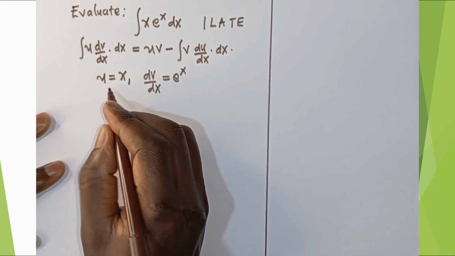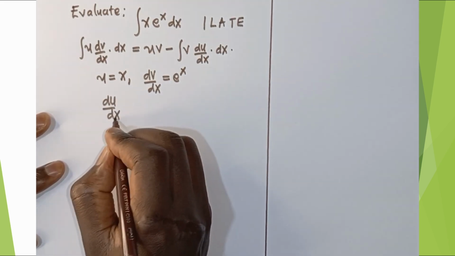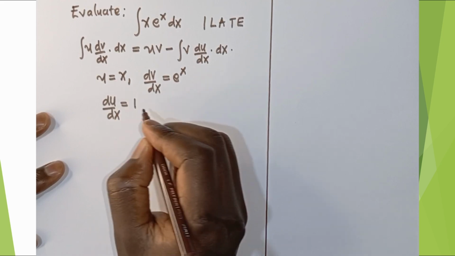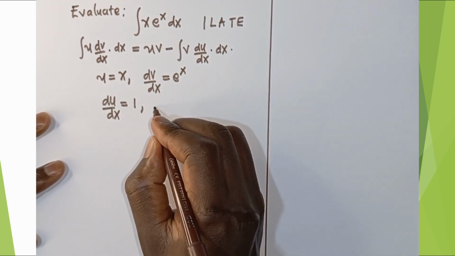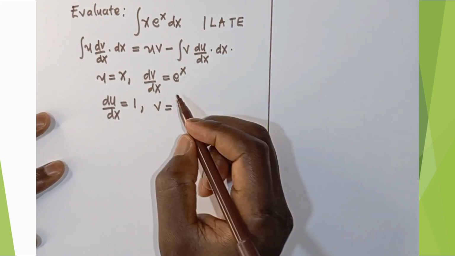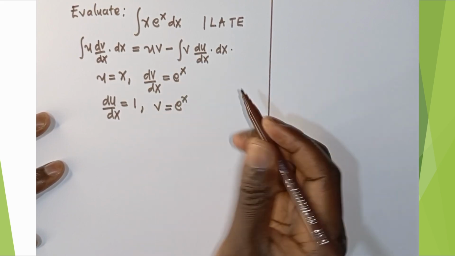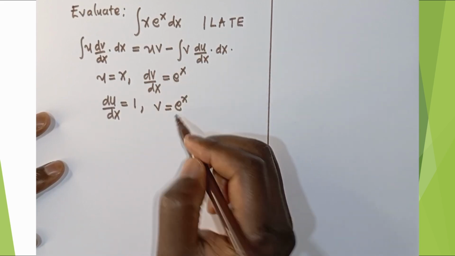So we can differentiate this. When we differentiate u, we shall have du/dx equal to 1. And when we integrate e to the x, we get e to the x itself. So integrating on both sides, we get this.